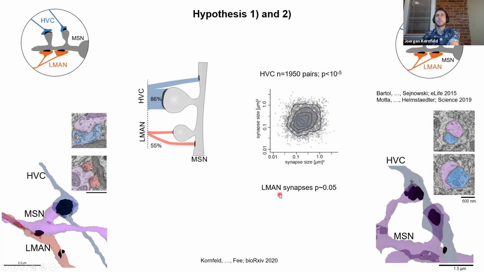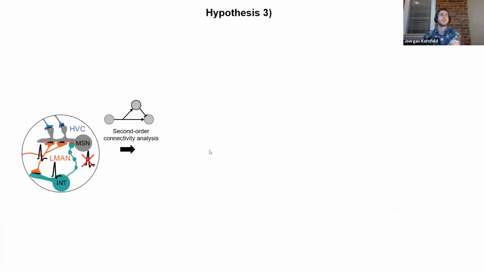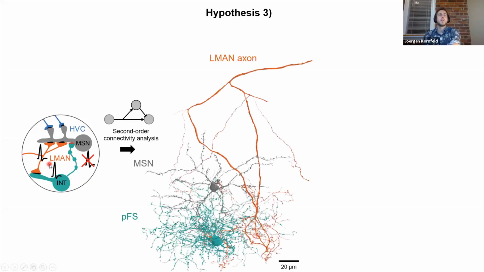Interestingly, this turns out to be not significant for shaft synapses at all. Okay, but now let's get to the third prediction. The third prediction was essentially that there's this feed-forward inhibition, and this is now a second-order connectivity analysis. But of course, it's very easy when you have this connectome available to just search the connectivity matrix for these motifs.